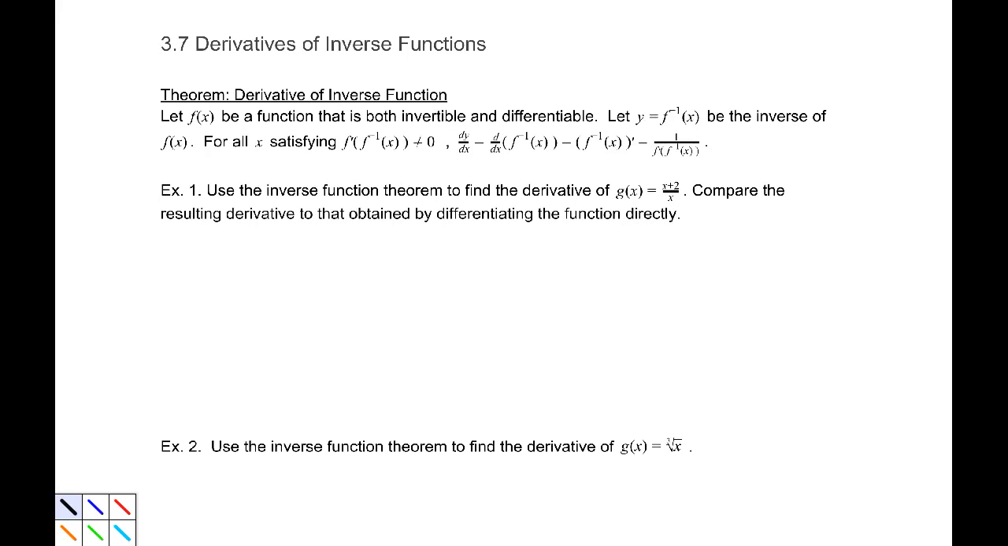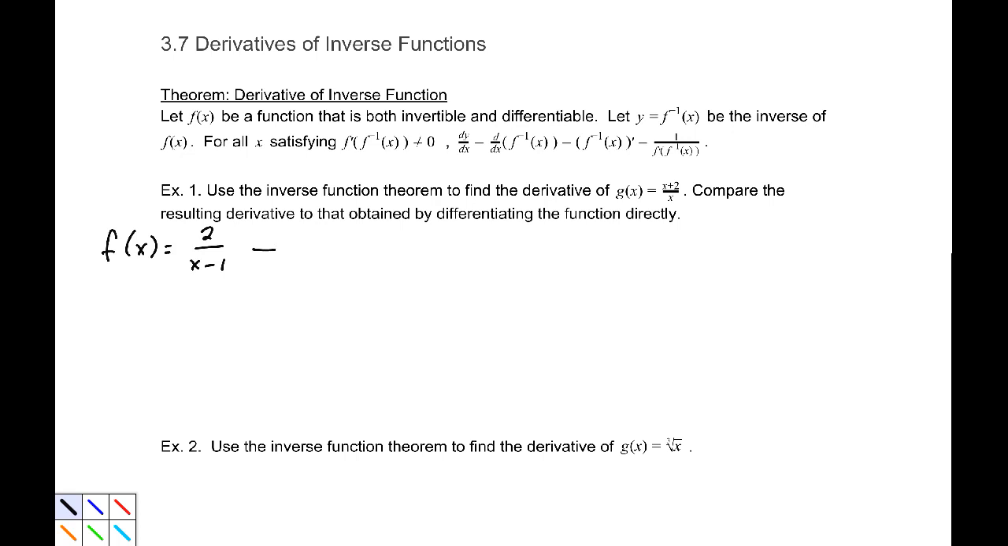g of x equals x plus 2 over x. And then we're going to compare the result by differentiating it in a slightly different way. So first, we need to figure out what the inverse of x plus 2 over x is. I'm going to save you the college algebra work, but hopefully you're good with these, and go ahead and tell you that f of x is equal to 2 over x minus 1. That is the inverse of that g of x function.